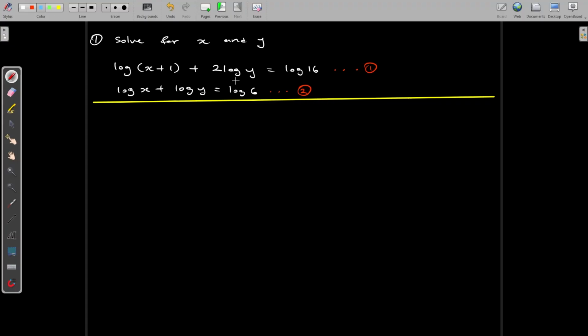What I mean by that is, from equation 2, we realize that we have a log y by itself here, and if we find a way to get rid of that log y, or make that log y the subject, we should be able to substitute the log y right here. So let's rearrange equation 2 to make log y the subject.